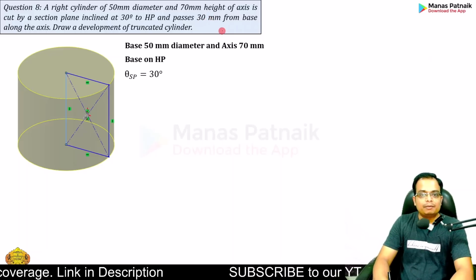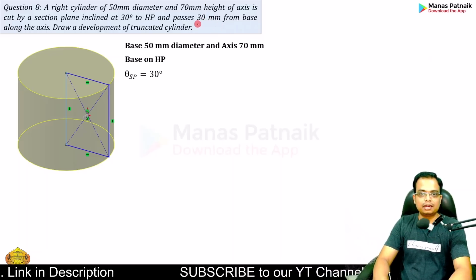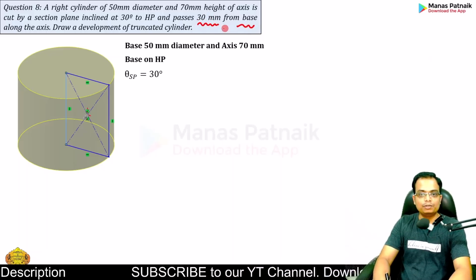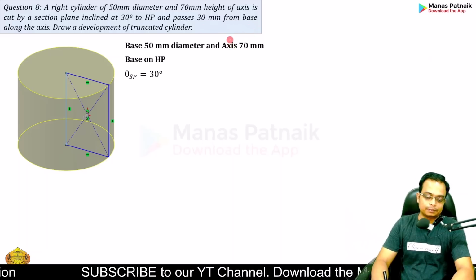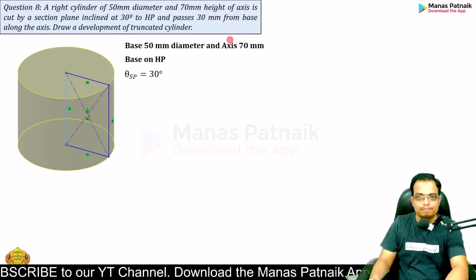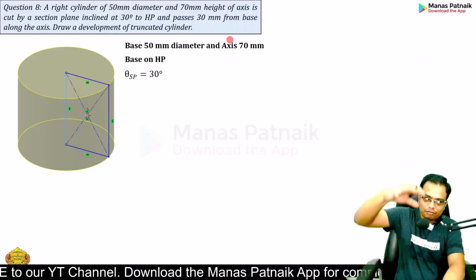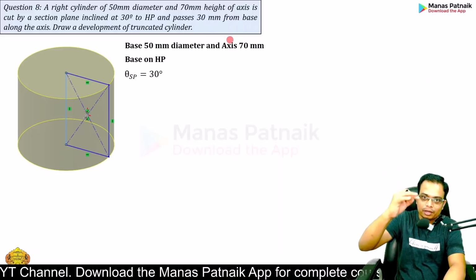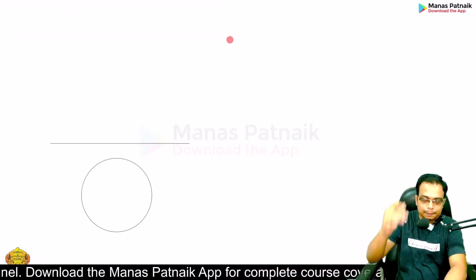The cutting plane is such that it passes through the axis at a height of 30 mm from the base. Please, you need to remember this. Okay, let's start. If the cylinder is resting with its base on HP, the true shape of the base can only be seen from the top, and therefore we are going to kick off with the top view like this.